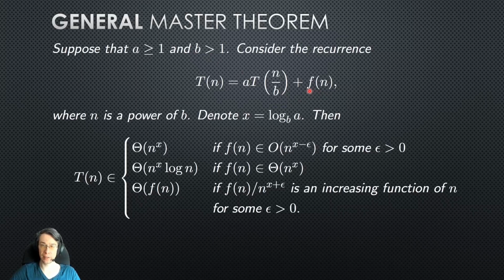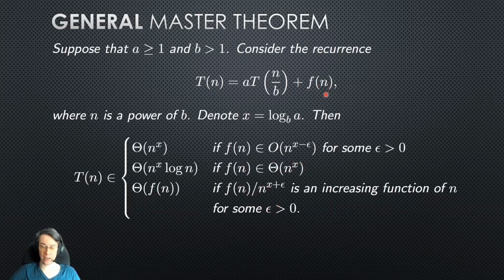But now instead of theta n to the y, we now have f of n. This is an arbitrary function, f of n. We're still assuming that n is a power of b. We're going to denote x equal to log base b of a, but now our relationships here are a little different. The first two are the same. The last one, instead of being n to the y, is clearly going to be theta f of n instead of theta n to the y. These conditions here are a little bit different, though.